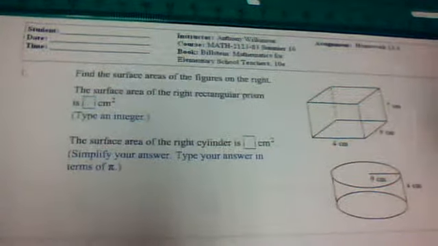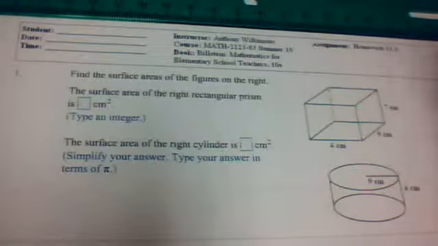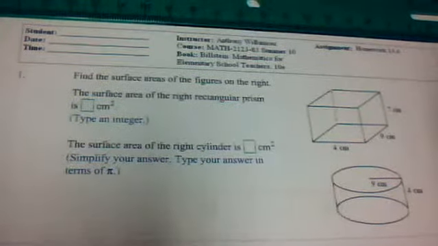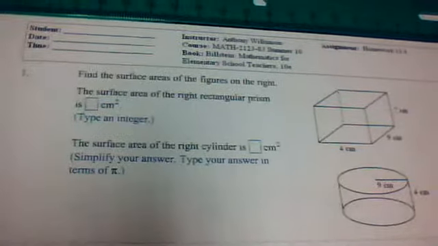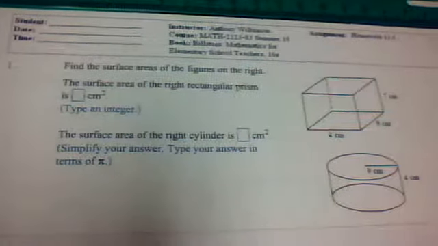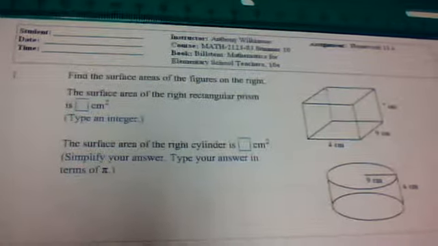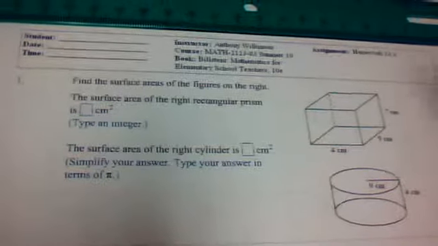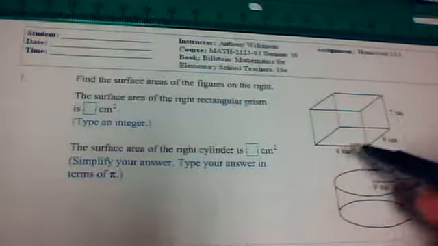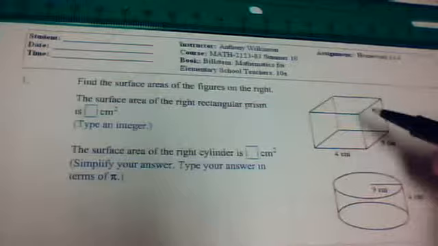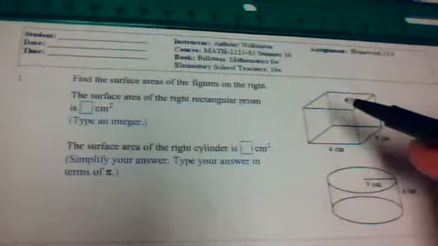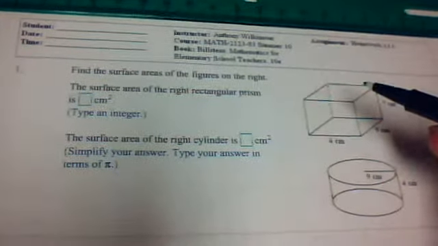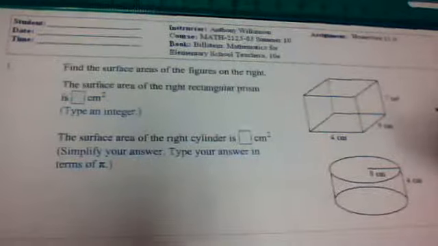Today we'll look at some problems out of homework for section 13-4, which deals with surface area. Like problem number 1, it asks for finding the surface area of the figures on the right. All right, let's look at this first one right here, which is a right rectangular prism. And we want to find the surface area of that right rectangular prism.